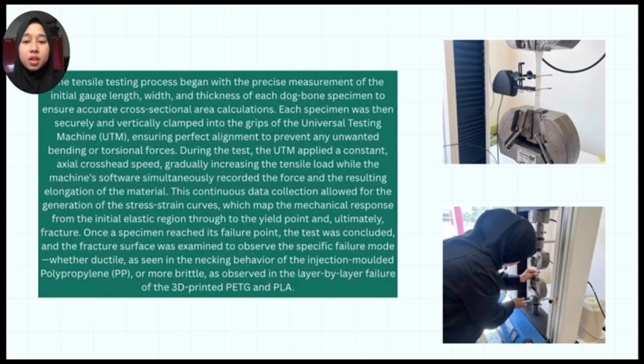During the test, the UTM applied a constant axial crosshead speed, gradually increasing the tensile load, while the machine software recorded the force and the resulting elongation of the material. This continuous data collection allowed for the generation of the stress-strain curve, which mapped the mechanical response from the initial elastic region through the yield point and ultimate fracture.